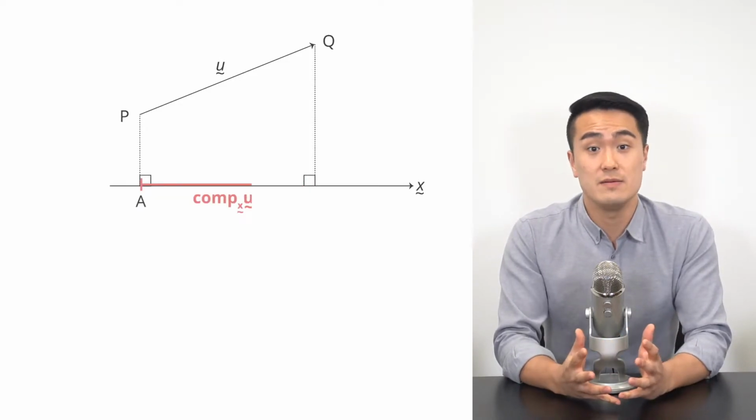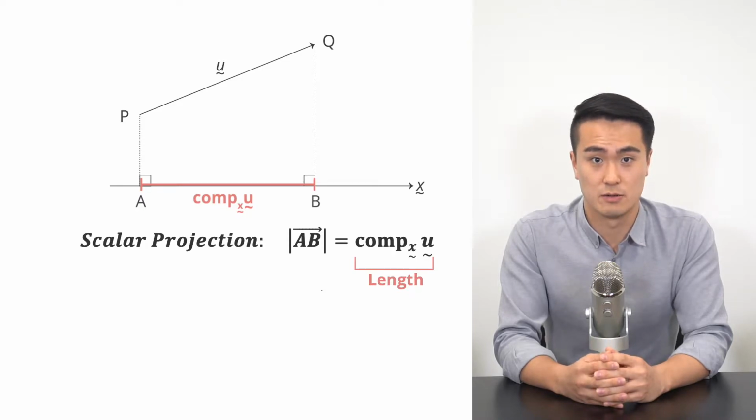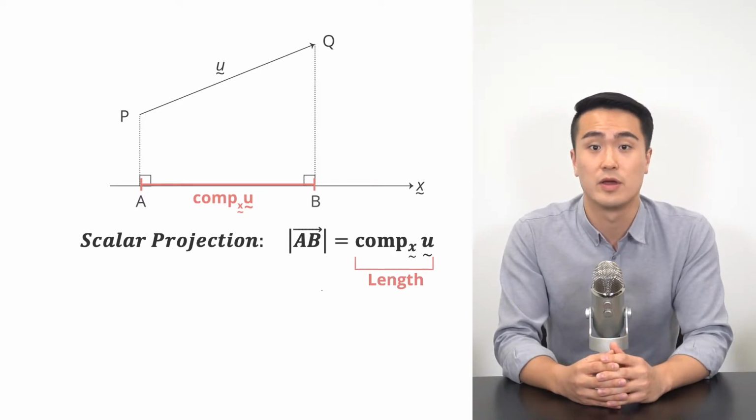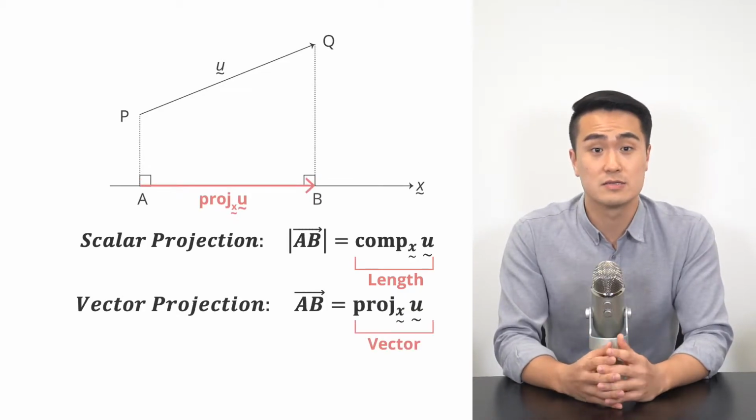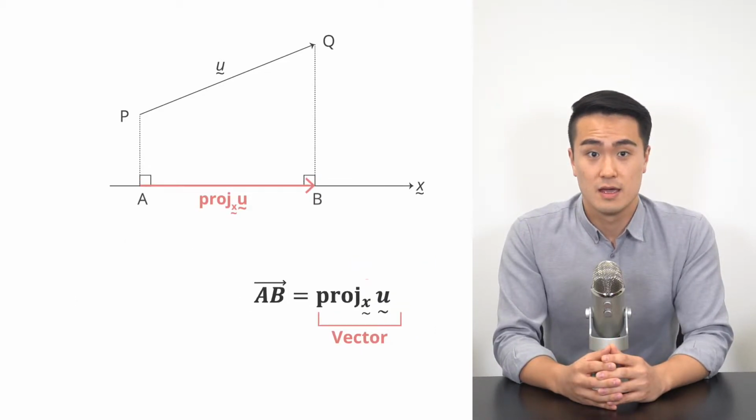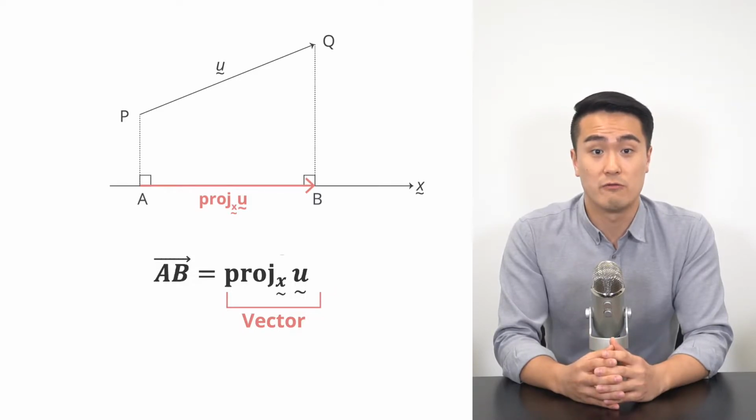The length of AB is called the scalar projection, where comp stands for the length component of vector u on x. The actual vector AB is called the vector projection. The notation is similar to how we write logarithms, where u represents the vector we are projecting and x represents the base vector we are projecting on.